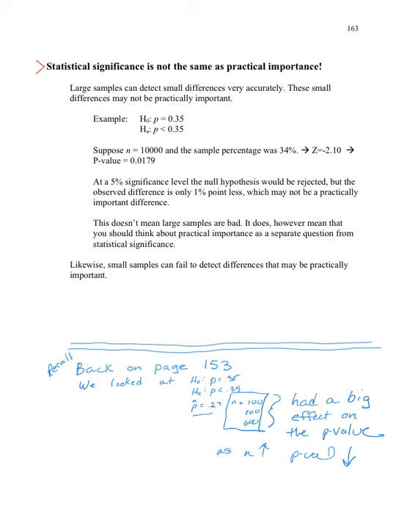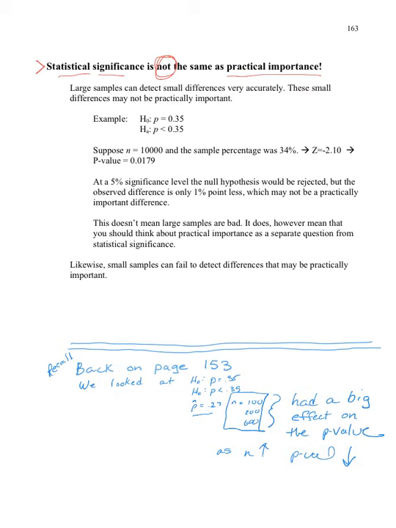So, big important thing here is that statistical significance is not the same as practical importance. Just because something is statistically significant does not mean it's practically important. So large samples can detect small differences very accurately. We saw that as the sample size got larger, the p-value got smaller. These small differences may not be practically important.